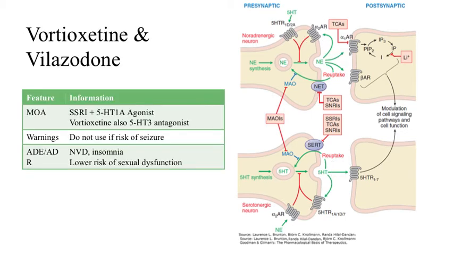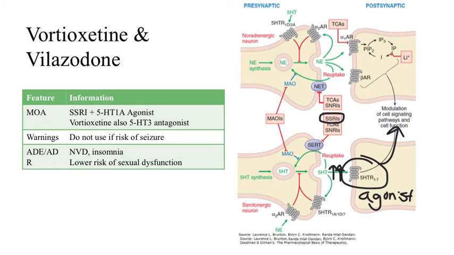The next two miscellaneous antidepressants are vortioxetine and vilazodone. Both of these drugs act as SSRIs with some additional activity at serotonin receptors. Vortioxetine is an SSRI, a 5-HT1A agonist, and a 5-HT3 antagonist. The 5-HT1A agonism leads to direct activation of serotonin activity, and the 5-HT3 antagonist activity is actually antiemetic. Vilazodone is both an SSRI and a 5-HT1A partial agonist.